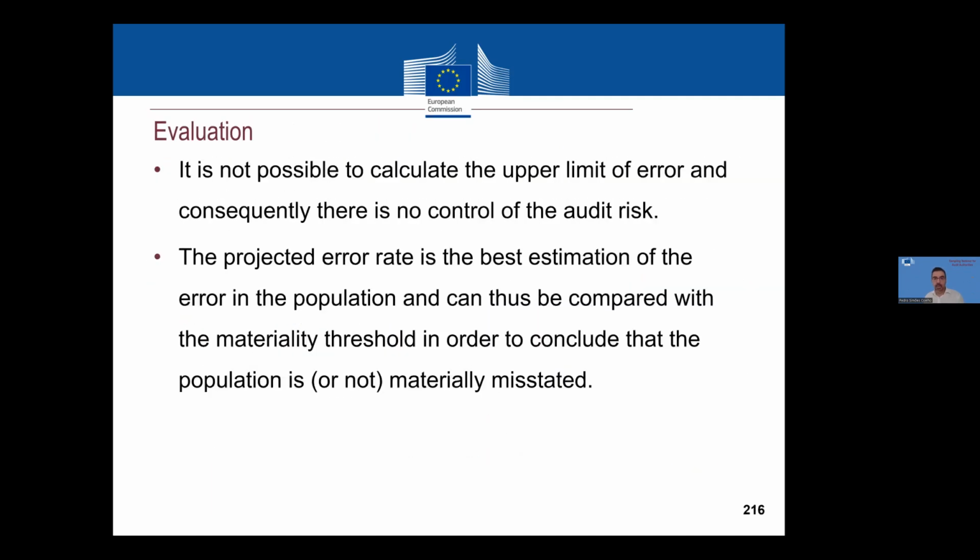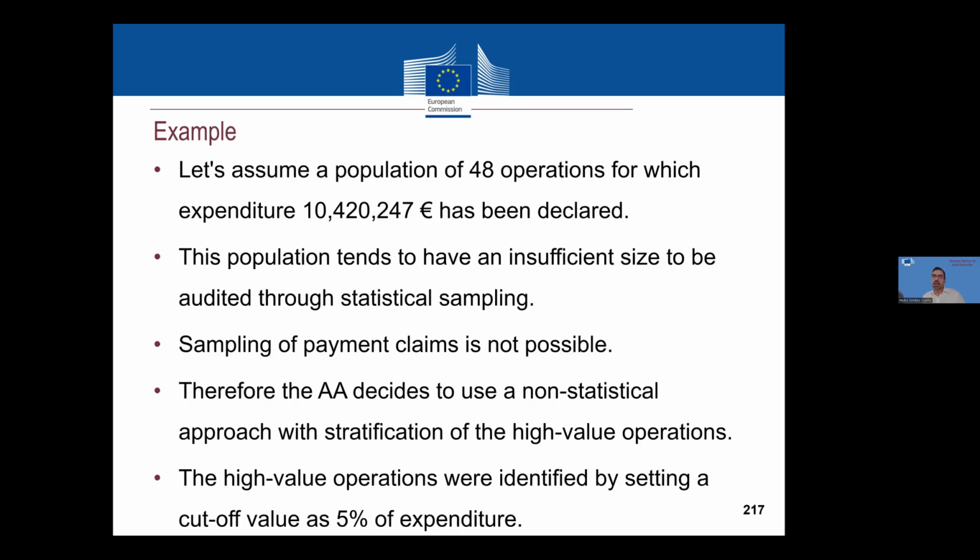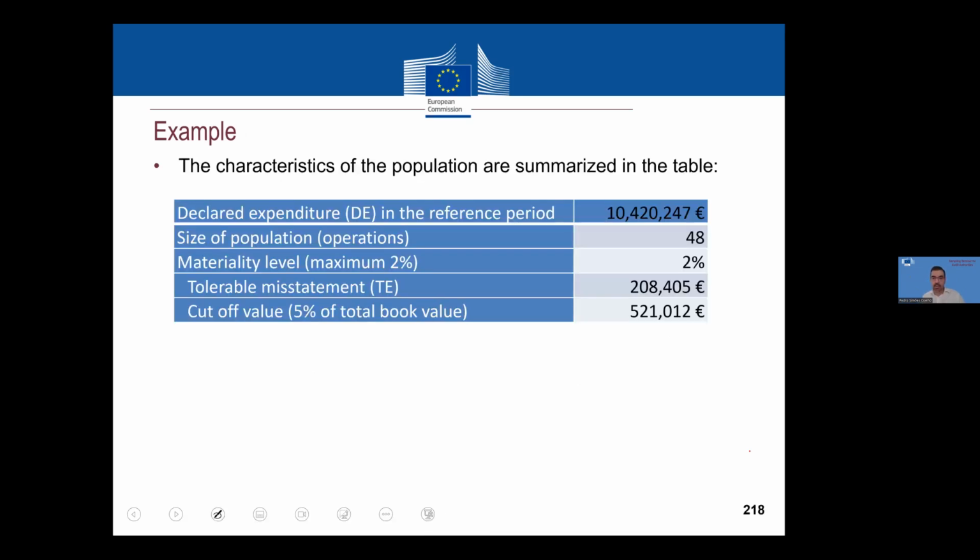Good. Ladies and gentlemen, you already know we don't calculate an upper error limit, so we don't have control of the audit risk. Let's see a numerical example to put things in perspective. I have a population of 48 operations, so it's clearly for non-statistical sampling, with expenditure of 10.4 million euros. So we are going to use non-statistical sampling, and for the sake of the example, with certification of the high value operations. So this is a summary of the population.